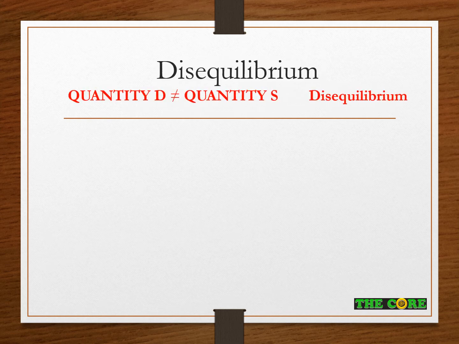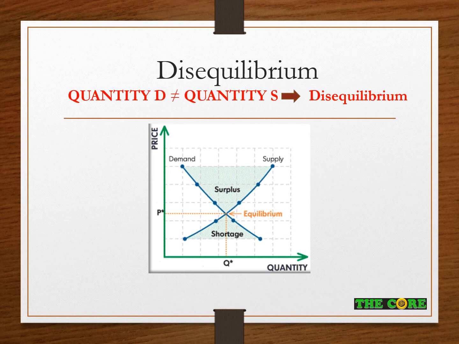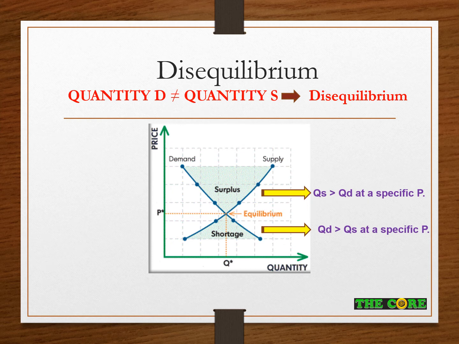Moving on to our next theory, which is disequilibrium, defined as quantity demanded not being equivalent to quantity supplied. The graph on the screen illustrates the shortage and surplus that exist in the market. The difference between shortage and surplus is that if the market price is below the equilibrium, the quantity demanded is greater than the quantity supplied, which is also known as shortage.